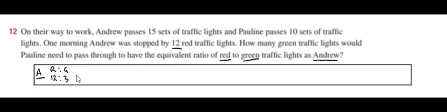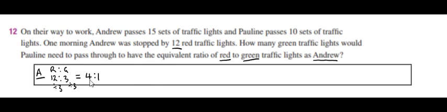Now we can simplify that ratio by dividing each of 12 and 3 by a number that goes into 12 and 3 evenly, and that would be 3. So I'm going to divide both of them by 3. So 12 divided by 3 is 4, 3 divided by 3 is 1. So the simplified ratio of red lights to green lights for Andrew is 4 to 1.